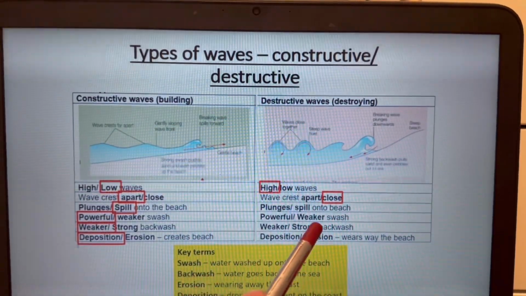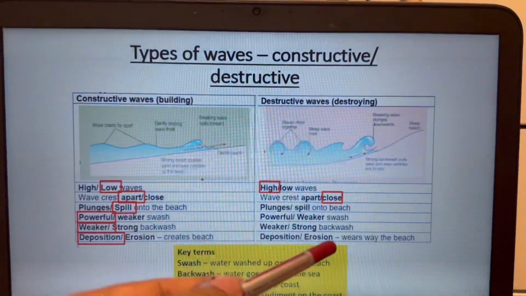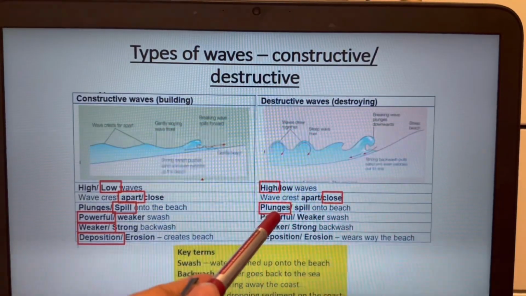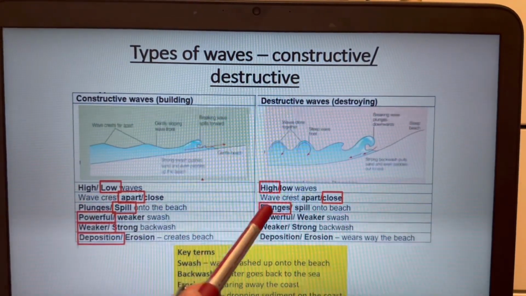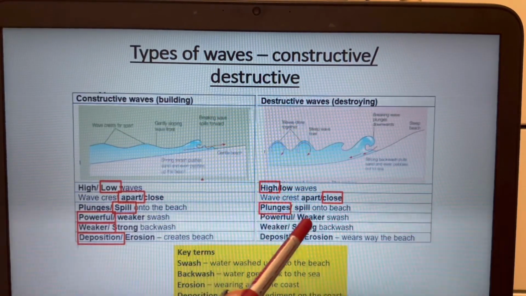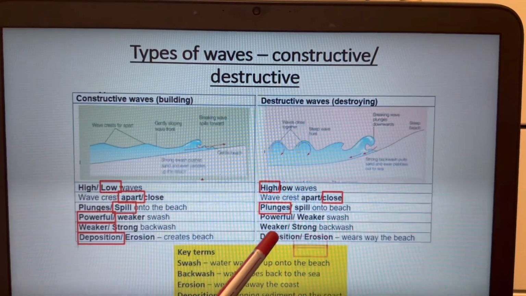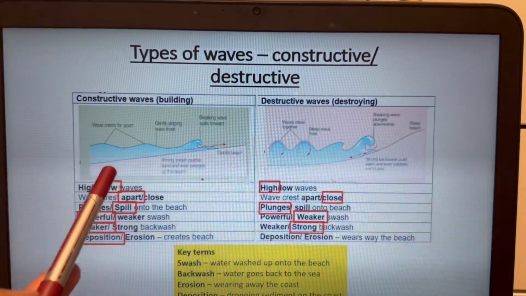Is it going to plunge onto the beach? Yes, because it's going to destroy the beach. A powerful wave that plunges on will take more sand away. It's not going to add more sand. So it plunges onto the beach because the power, when it goes back, takes away a lot of the sand. Therefore, what did we say? Powerful swash? Nope. It's going to have a weak swash. It's not going to add loads, but it is going to have a very strong backwash, guys.